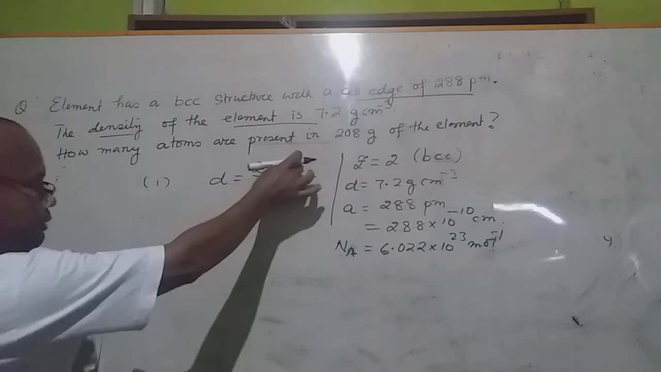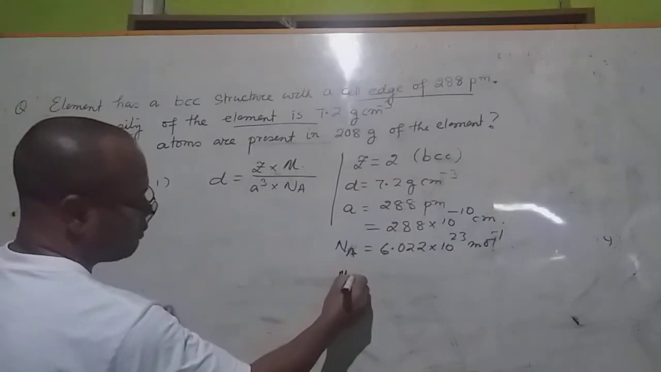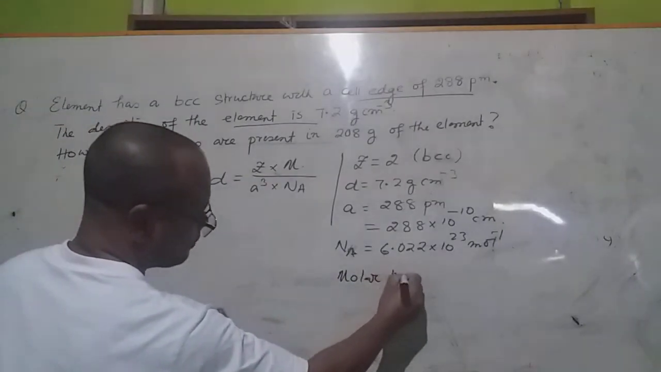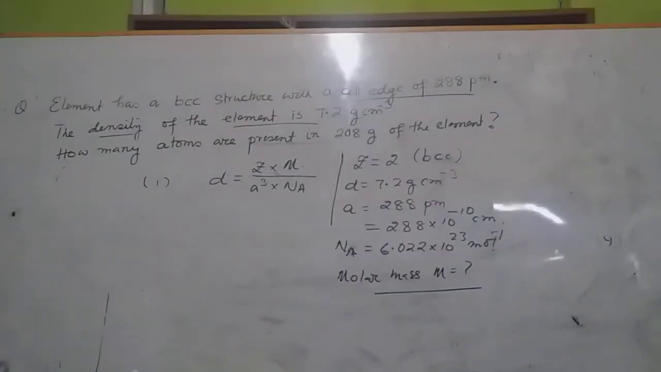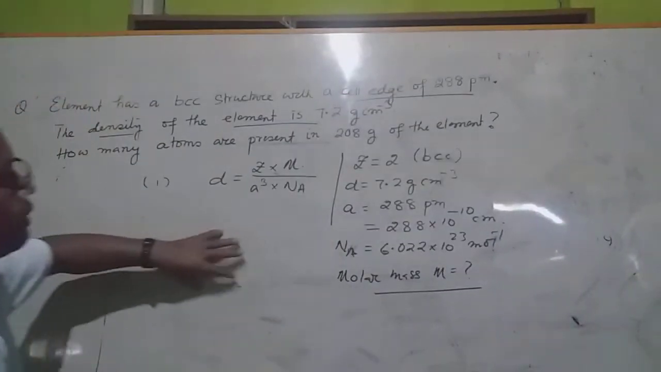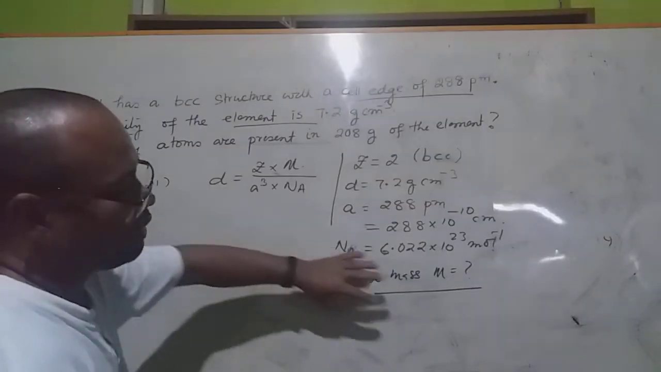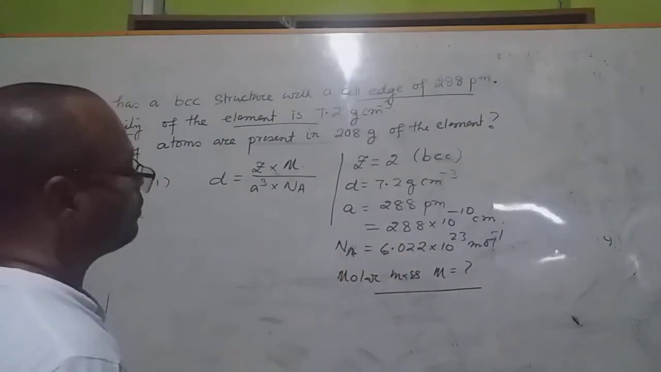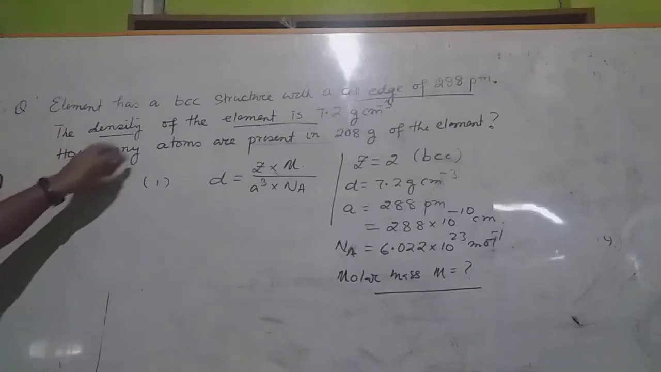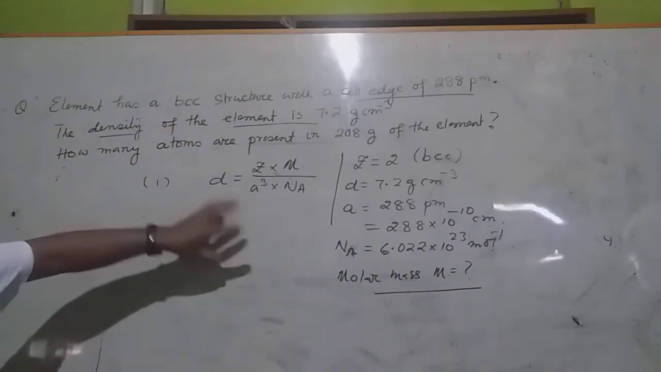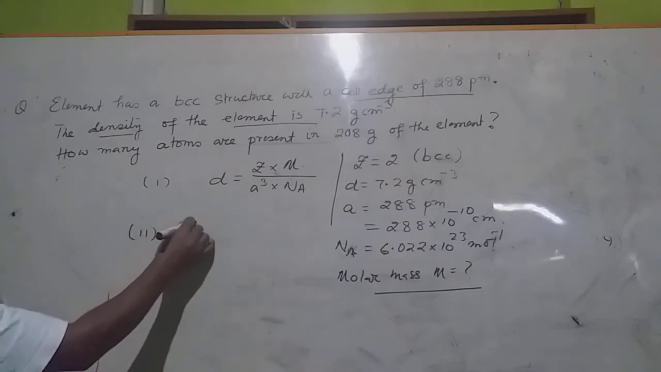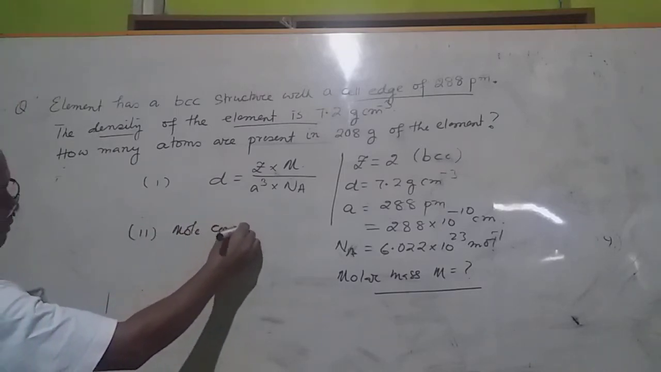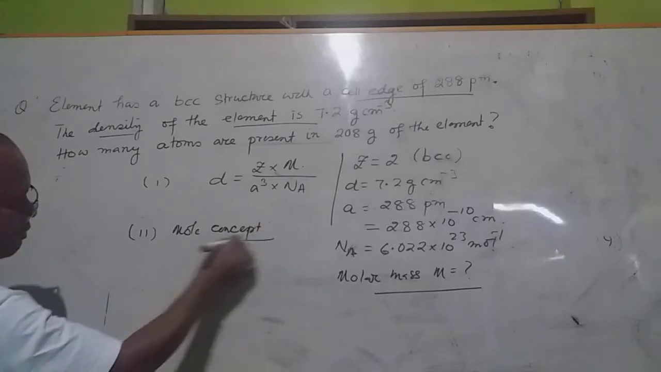Now one thing is left here, this is the molar mass. This molar mass, we don't know. If we know the molar mass of any element, we can calculate the number of atoms present in it from the concept. What is the name of the concept? That is the mole concept. What is the mole concept?